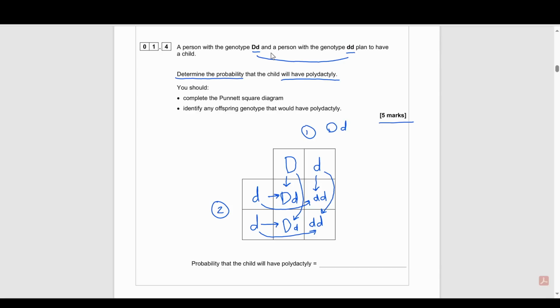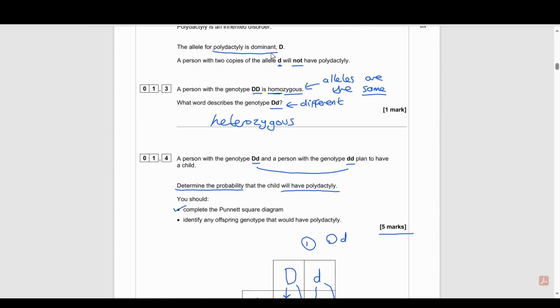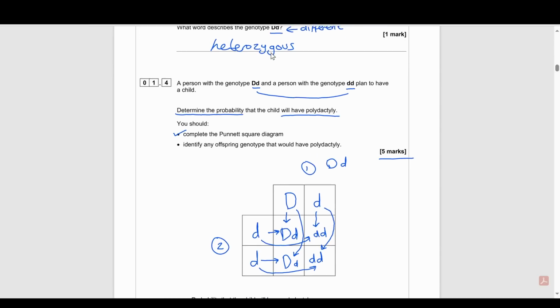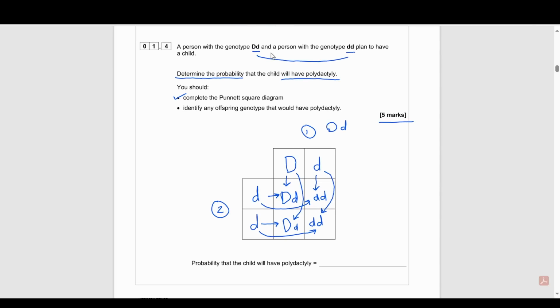So we've completed the Punnett square diagram now. We just need to do the second bullet point. Identify any offspring genotype that would have polydactyly. So going back to the information at the top of the question, it says the allele for polydactyly is dominant, capital D. So that means that we're looking for any offspring that have one capital D in their genotype. Looking at all the offspring here, we can see that there are 2 offspring that have this capital D. So we will circle those 2 offspring. There is one and there is another. So 2 of the offspring have polydactyly.